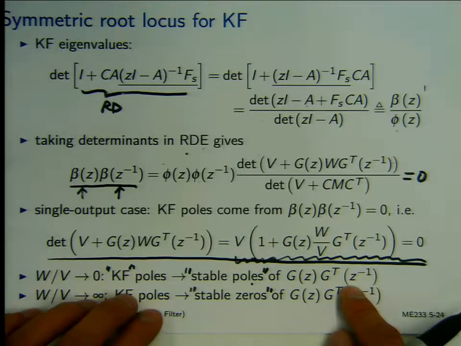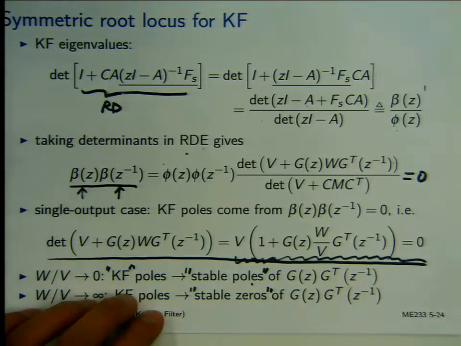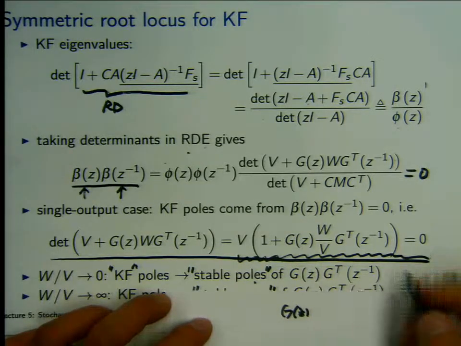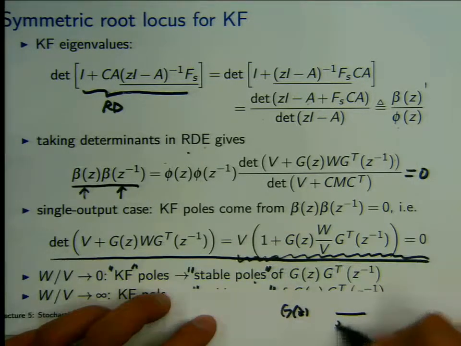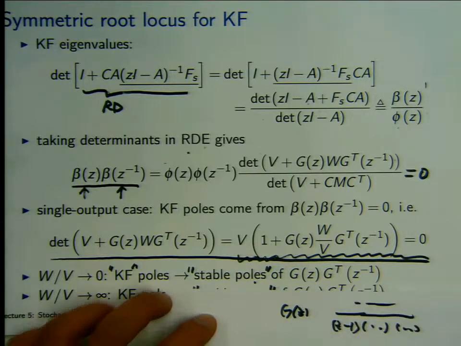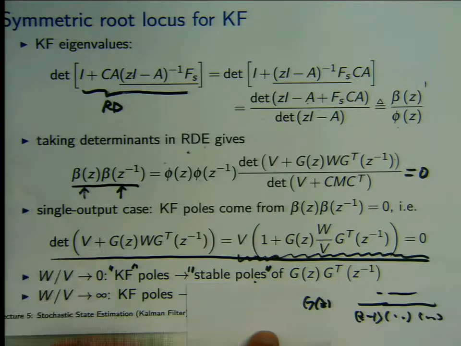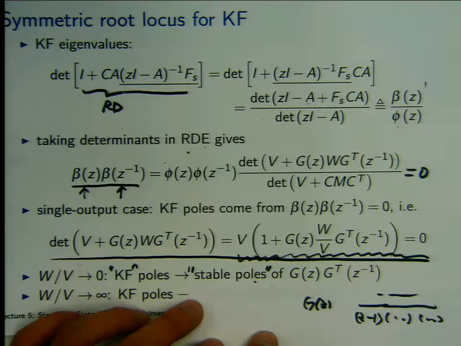Eigenvalue is 1, okay? Marginally stable. Let's first see. So your statement is that GZ has a marginally stable pole. Okay. Then you are asking how the Kalman filter pole is going to look like.